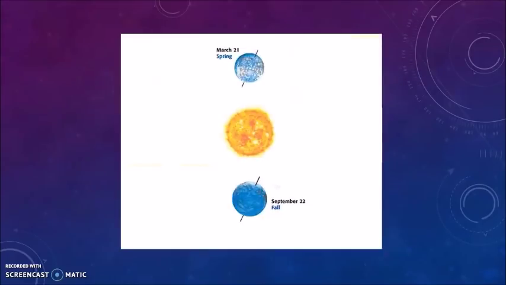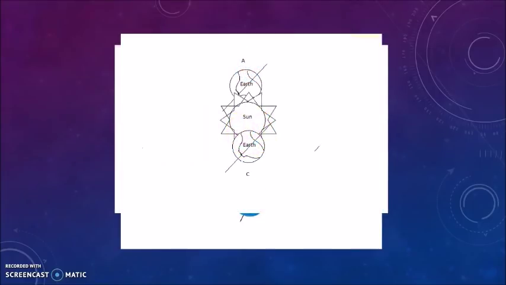You can see in this picture where we have the spring equinox on March 21st in the northern hemisphere, and the fall equinox around September 22nd in the northern hemisphere. This picture, however, is misleading because it looks like the Earth is above and below the Sun, when truly we are only on either side of the Sun.